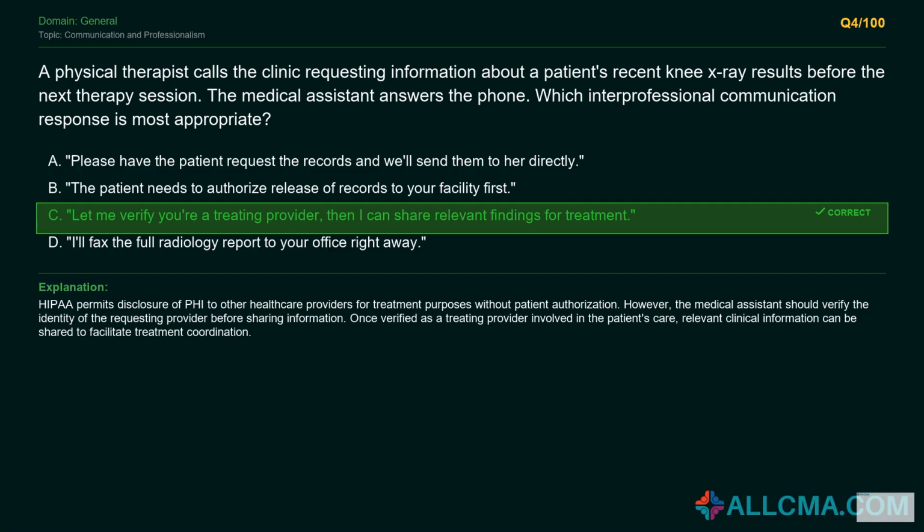HIPAA permits disclosure of PHI to other healthcare providers for treatment purposes without patient authorization. However, the medical assistant should verify the identity of the requesting provider before sharing information. Once verified as a treating provider involved in the patient's care, relevant clinical information can be shared to facilitate treatment coordination.